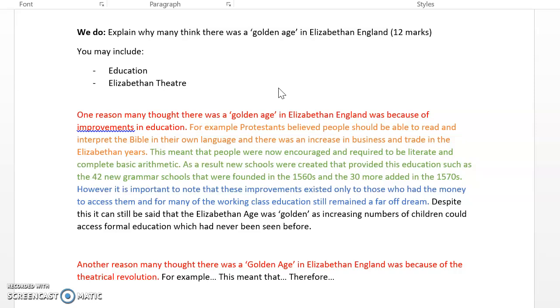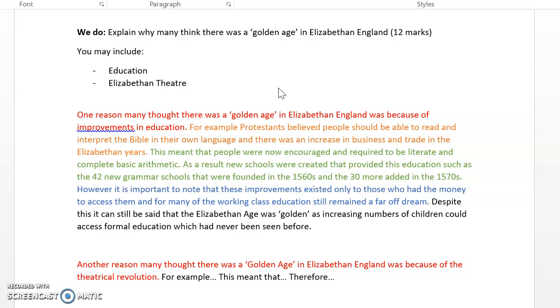explanation. But what I've put is, one reason many thought there was a golden age in Elizabethan England was because of improvements in education. For example, this is my PEEL structure, Protestants believed people should be able to read and interpret the Bible in their own language, and there was an increase in business and trade in Elizabethan years. What does this mean? Why is this important? This meant that people were now encouraged and required to be literate, which is to read and write, and complete basic arithmetic, which is maths.